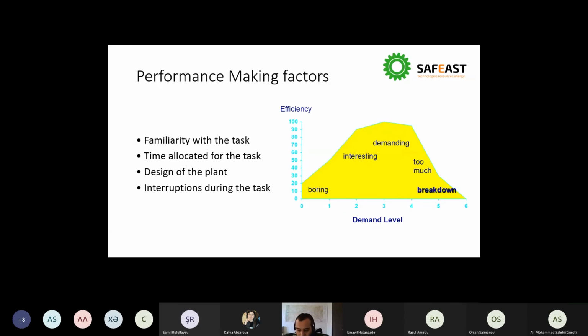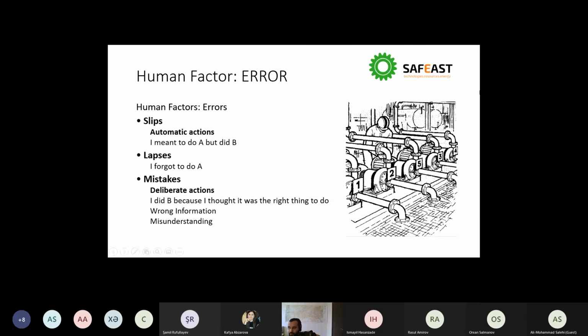If you look at the performance shaping factors which affect people, these are the factors shaping your performance in carrying out a task, and it always depends on the familiarity with the task. You can appreciate that it is different doing things for the first time or for the 100th time. Then there is the time allocated for the task. You will have different results if you have 5 minutes for doing one thing or 1 hour for the same. Then the design of the plant. In our pump example, I'm sure that if you send 10 random people here, they will think that this is pump number three.